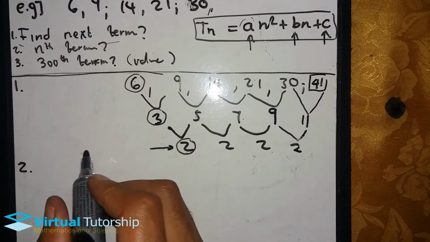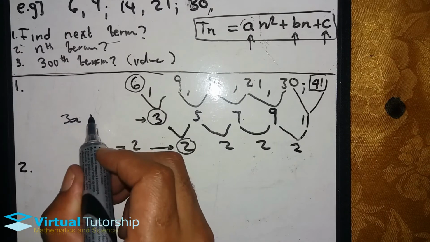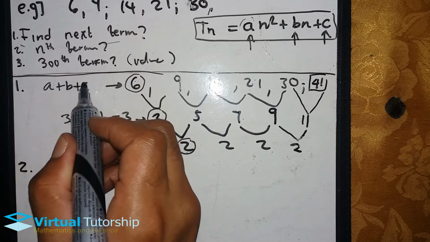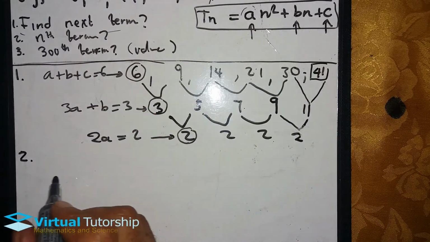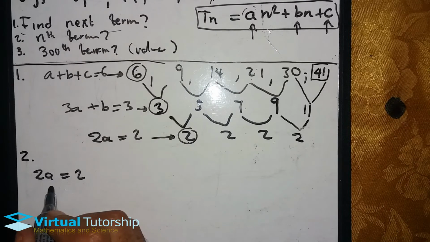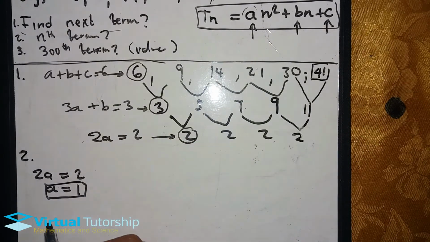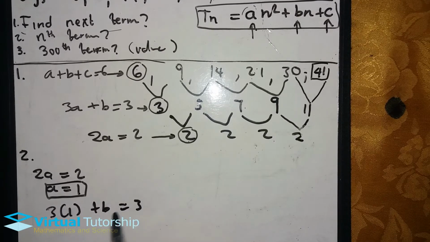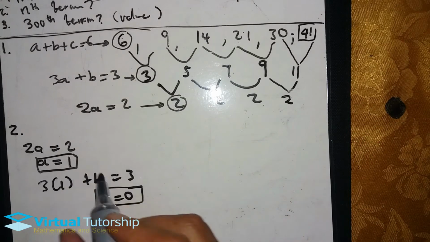So this one is equal to 2a, this one equal to 3a plus b, this one equal to a plus b plus c, right? So look, work from the bottom all the way up. 2a is equal to 2, divide by 2, I get 1. So I have found my a, and I will substitute this a into this equation to get b. 1 plus b is equal to 3, so 3 minus 1 is 2... wait, 3 minus 3 is equal to 0. So b is 0.